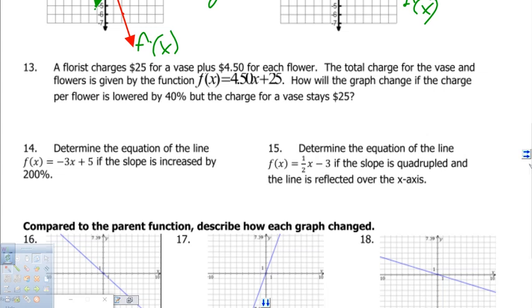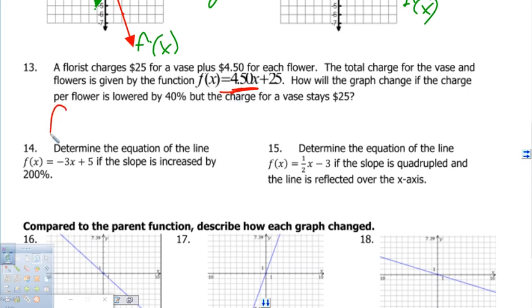Alright, so a florist charges $25 for a vase plus 450 for each flower. The total charge of the vase and the flowers is given by f of x equals 450x plus 25. How will the graph change if the charge per flower is lowered to 40%, but the charge for the vase stays at $25? So this is pretty much the same thing as yesterday, except we're changing the charge by the flower.